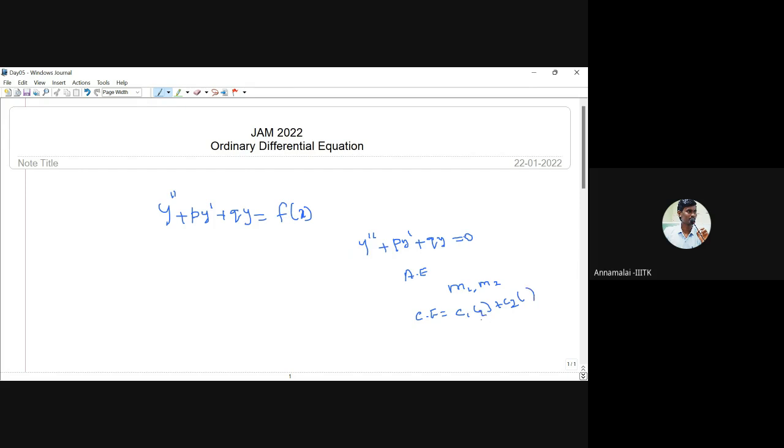So we call this function y1 and this one y2, because for a second order equation we can write two linearly independent solutions. So let y1 of x and y2 of x be two linearly independent solutions of this homogeneous equation. So one is not a multiple of the other.